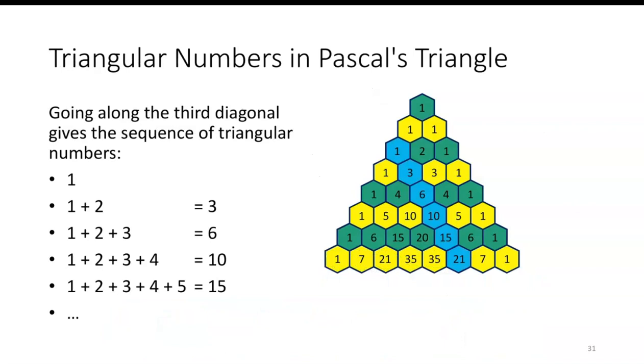Some patterns that you can find in Pascal's triangle? Well, the triangular numbers show up. If you think, 1 plus 2 is 3, 1 plus 2 plus 3 is 6, 1 plus 2 plus 3 plus 4 is 10, 1 plus 2 plus 3 plus 4 plus 5 is 15. That shows up along the diagonals. You see it's shaded there.